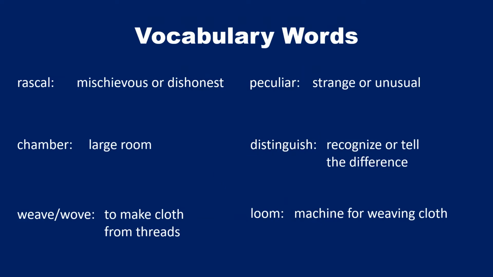The vocabulary words that go with The Emperor's New Clothes include a rascal, which is a person who is mischievous or dishonest, a chamber, which is a large room, weave or wove is to make cloth from threads, peculiar, strange or unusual, distinguish, recognize or tell the difference, and loom is a machine for weaving cloth.